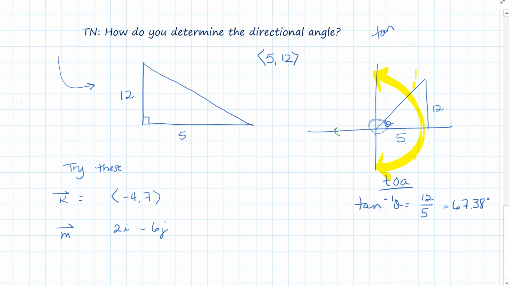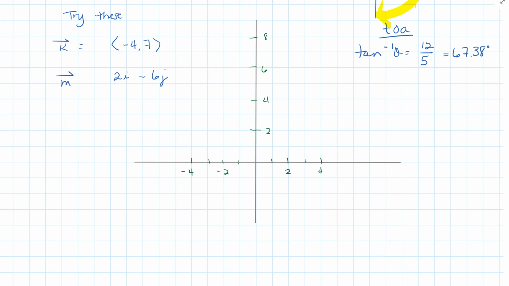Let's say you're looking for this angle. So let's find vector k. It's at negative 4, 7. So if I go from the origin, which is what I'm going to have to do, there is my vector. And so I'm going to create a reference angle here. There's my 90, and here is theta. So this is negative 4, and this is 7, and I need this angle.